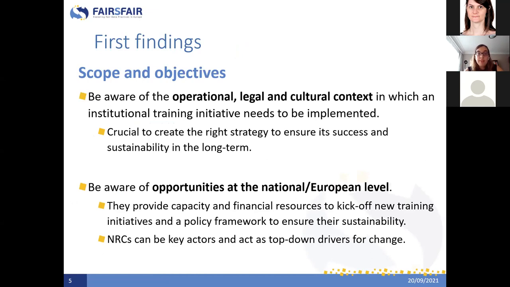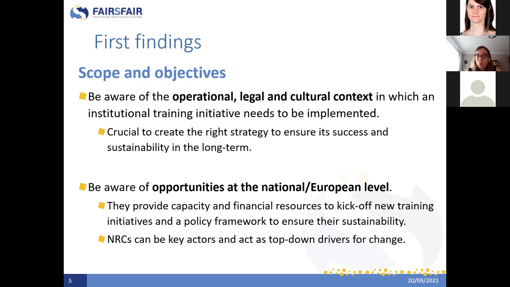What we saw is that for university, it's really important to be aware of two elements. The first one is really based at the institutional level. So to be aware of the context that the institutional practice needs to be implemented, having in mind the operational, legal, and cultural context is in fact needed to ensure that the right strategy is created around the initiative. And then in the long term, it will also ensure the sustainability of the practice.